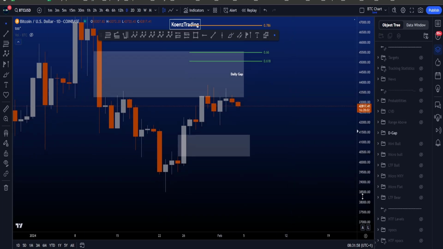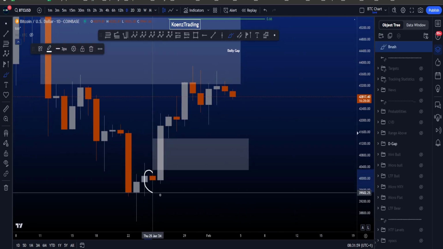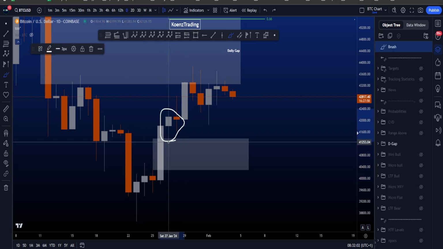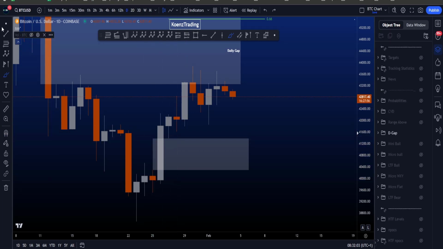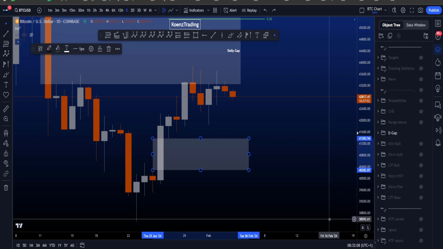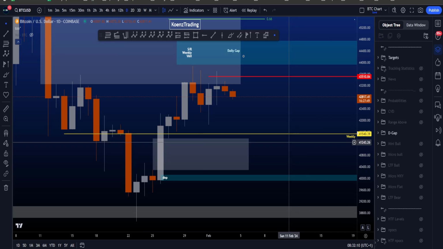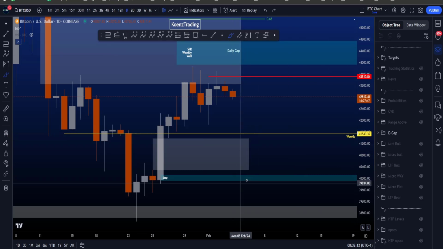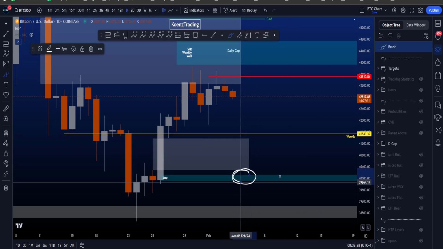To the downside, we have another gap over here: red candle, big push to the upside, and the next candle creating a gap over here. This gap is sitting between 41.3k and 40.2k, which is exactly in between the weekly mentioned earlier and the blue support box that we have down here.